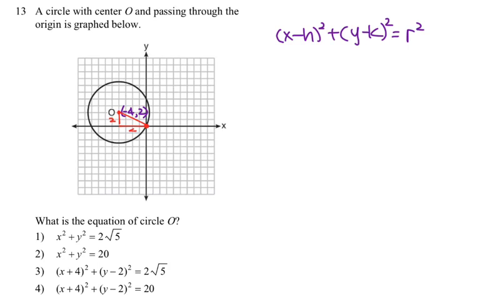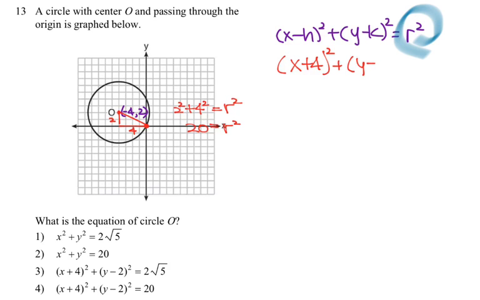Then using the simple Pythagorean idea here, the vertical difference from the center to the origin was 2 and the horizontal difference was 4. Then using the Pythagorean theorem, you can simply see that 2 squared plus 4 squared is equal to r squared. Then 20 is equal to r squared. So I don't actually have to find the value of r, because what I'm looking for is r squared, as you can see over here. Now then, our final answer becomes (x plus 4) squared plus (y minus 2) squared is equal to 20, which seems to be choice 4.